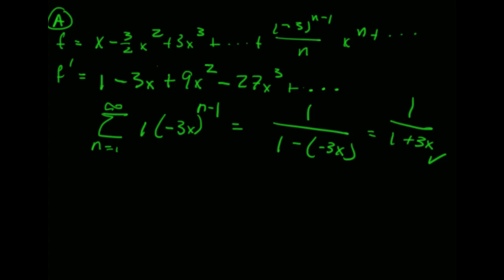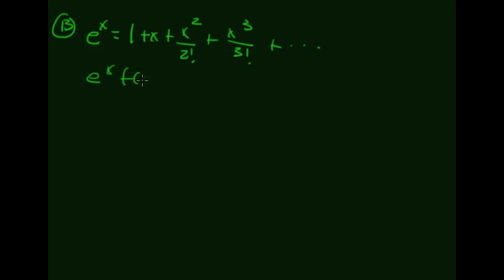Let's look at part B. All right, so part B involves e to the x. This is something you should be able to recall. e to the x is 1 plus x plus x squared over 2 factorial plus x cubed over 3 factorial. That's the first 4 non-zero terms. We want to use that and our result from the previous problem to find e to the x times f of x, and we want the third degree Taylor polynomial.